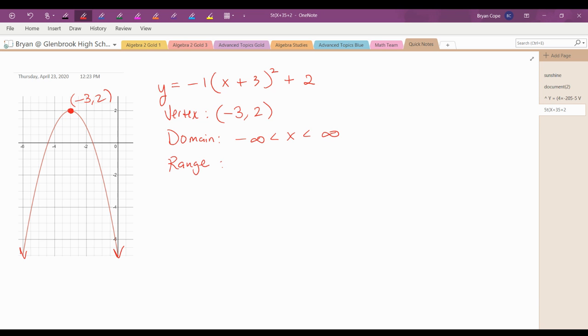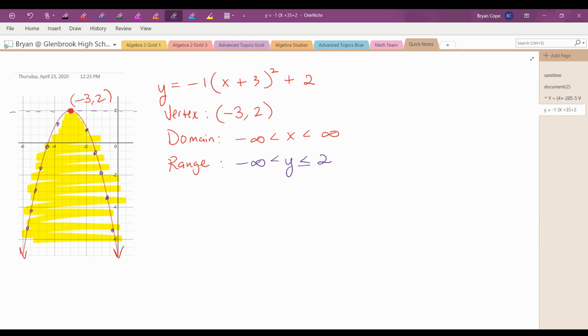Range. Range now is much different in this case. Now we see that the parabola exists all the way down here until we get to that level of 2. So 2 is the highest point instead of the lowest point, which means we would say the range is negative infinity less than y less than or equal to 2. And that's indicating that if you were to take any point along this parabola, its y value is going to be 2 or below.